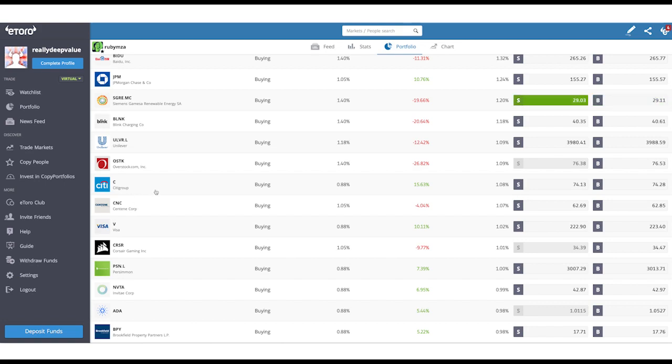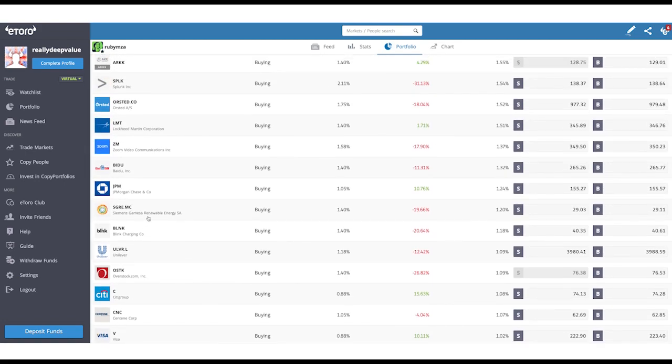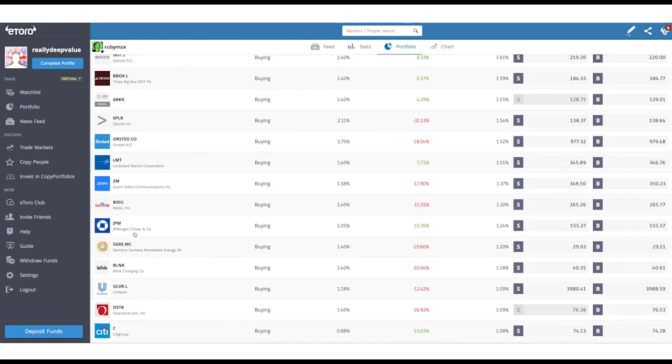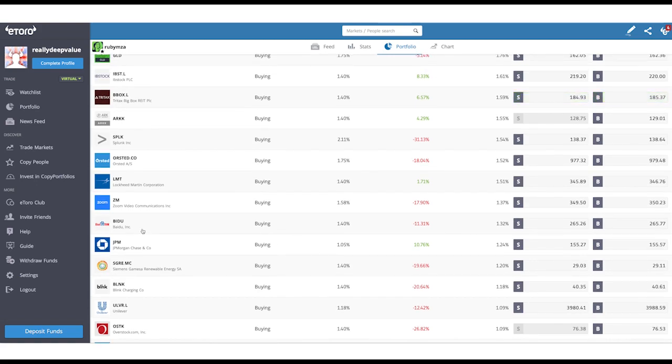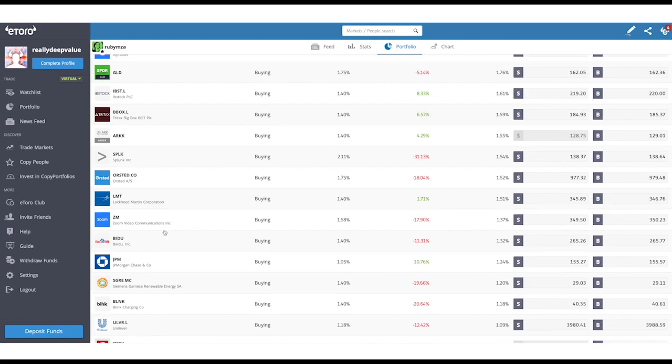Got some, as an e-commerce play of sorts, Overstock, and Citigroup on the banking side. Another bank, JP Morgan, expected to do well as interest rates and yields start to pick up a little bit.